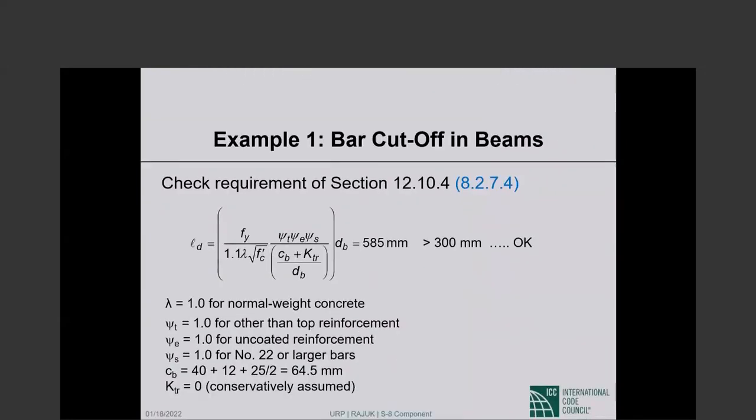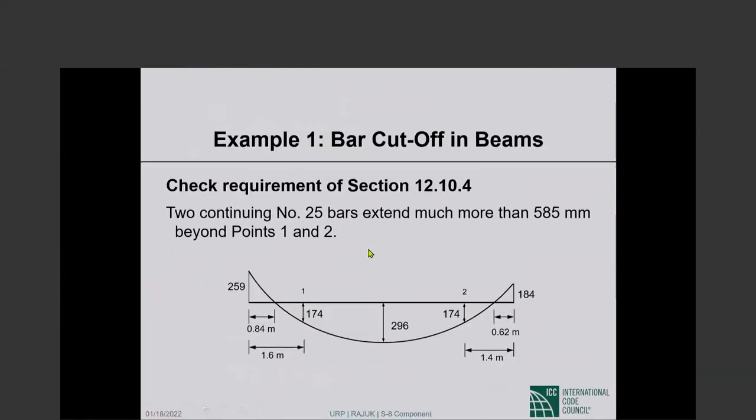Now, what is the development length of these bars? Here comes the expression of ACI 318, and without going into all the details, the calculated development length of the continuing number 25 bars comes to 585 millimeters. There is a minimum of 300 millimeters that doesn't govern. So 585 millimeters is L sub D. So two continuing number 25 bars extend much more than 585 millimeters beyond points 1 and 2.